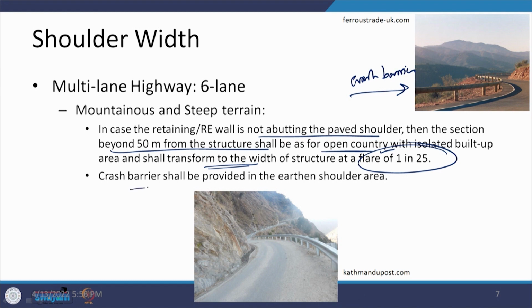Another thing is the crash barrier shall be provided in the earthen shoulder area. So, you can see that here the earthen shoulder area is there and the crash barrier has been provided on that. So, again this is a safety measure towards the valley side also.